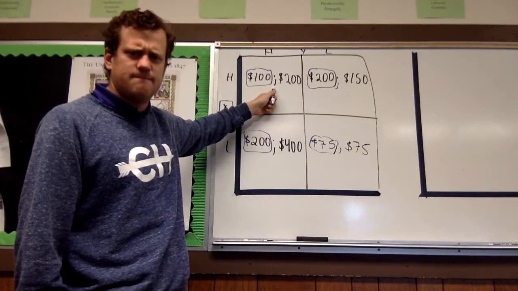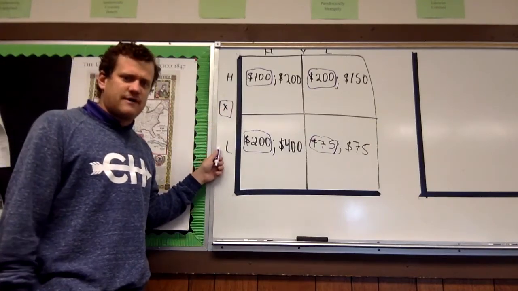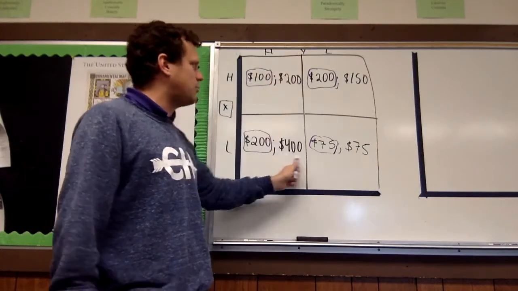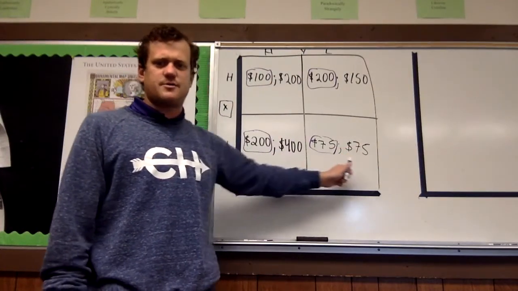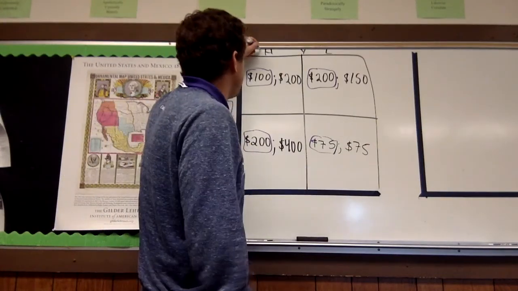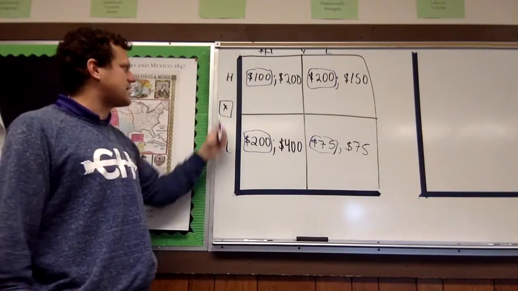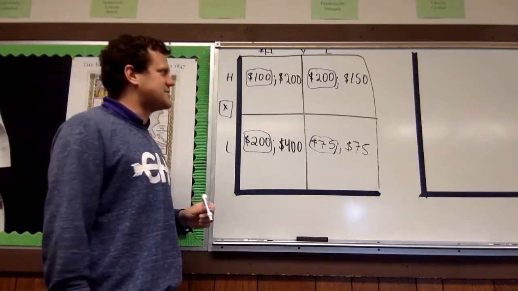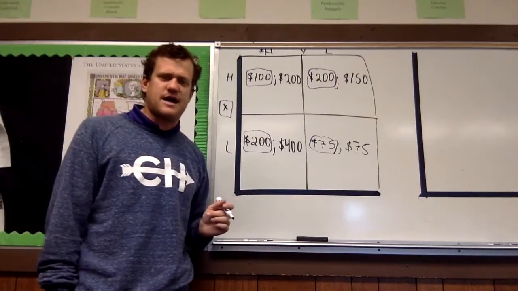If company X decides to go low level of output, then company Y is deciding between a high level of output and a low level of output. Well, they're going to go high again because 400 is greater than 75. So we would say that company Y has a dominant strategy to go high because regardless of what company X does, they're always going to go high instead of going low on level of output. This is what's called a dominant strategy.